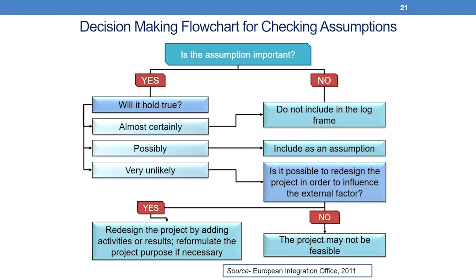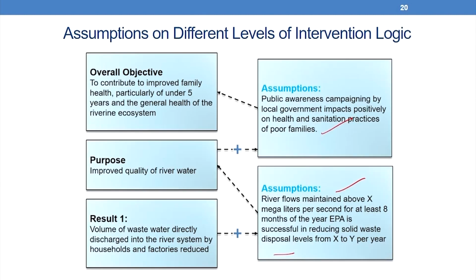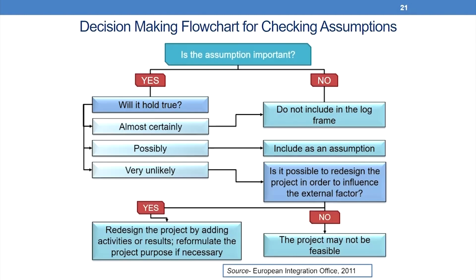Very unlikely. Is it possible then to redesign the project in order to influence the external factor? Yes, no. If yes, redesign the project by adding activities or results. If no, the project may not be feasible. So, these are different kinds of decision making flow charts that can be made for checking the assumptions that we are taking for the different levels of intervention logic.